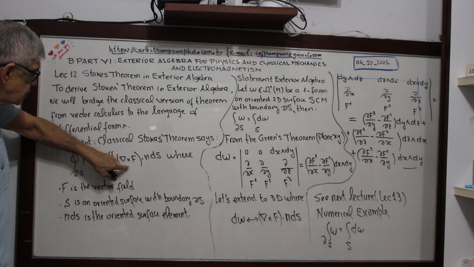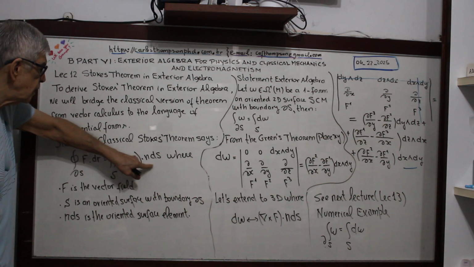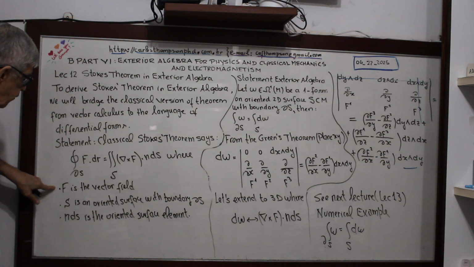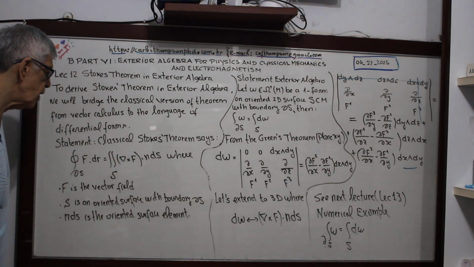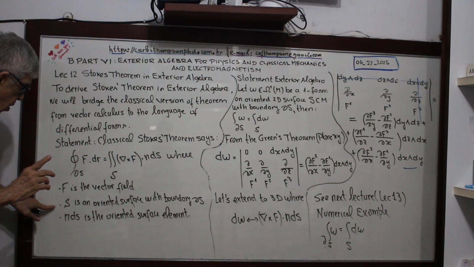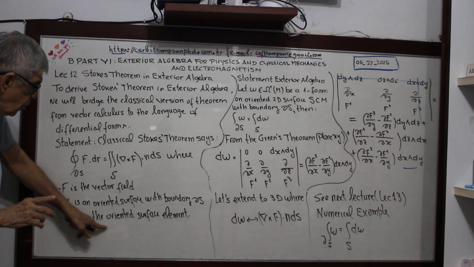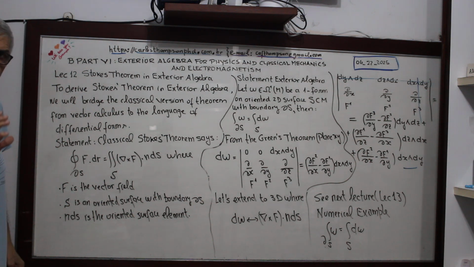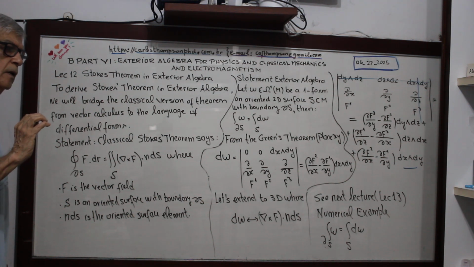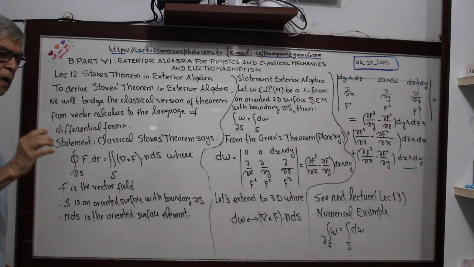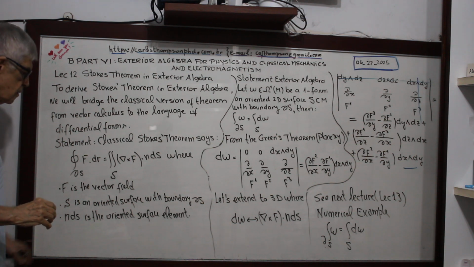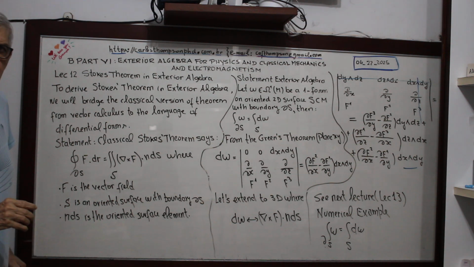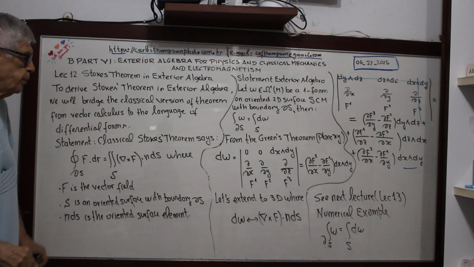You see, this is the integral of the rotational of F dot n dS, where F is the vector field, S is an oriented surface with boundary, this is the boundary of S. Recall that n dS is the oriented surface element. Oriented means that the unit vector n points outward for the surface. That's exactly as what we did for the Gauss theorem.